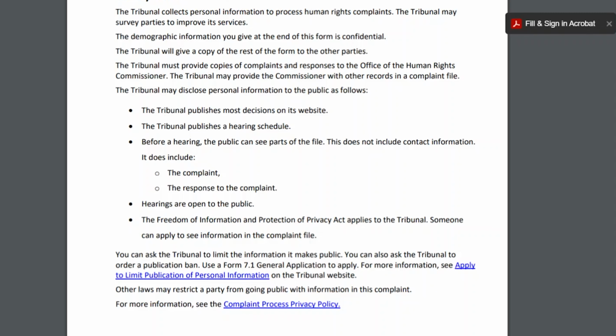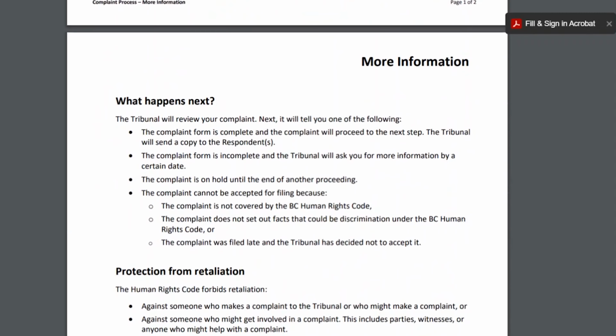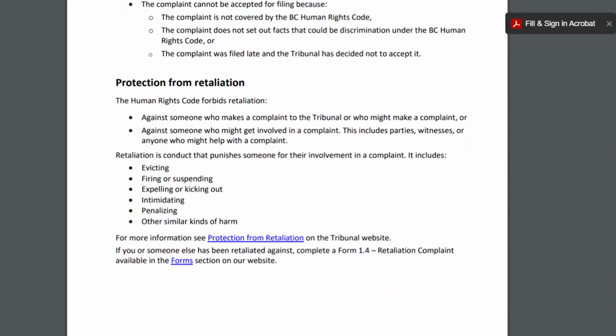Protection from retaliation. The Human Rights Code protects you from retaliation for submitting this complaint. It includes, but is not limited to, eviction, firing or suspension, expelling, intimidation, or other similar harms.